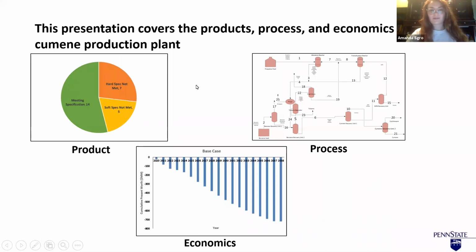This presentation will cover the product, process, and economics of the cumene production plant. First, Shike will be covering the background information of the cumene problem statement.